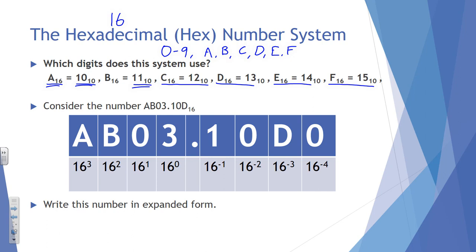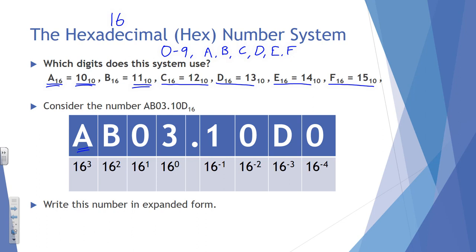AB03.10D base 16 is actually a number. Let's write that in expanded form. Now there's a couple different ways that we could do this. One way is to treat the A as a digit on its own, which is what I'm going to do, but I'll show you an alternative that's also reasonable.